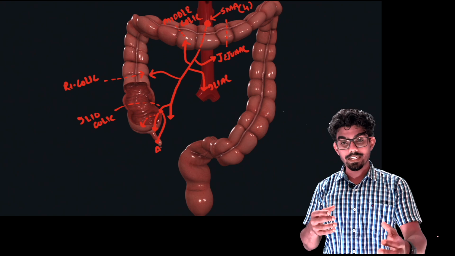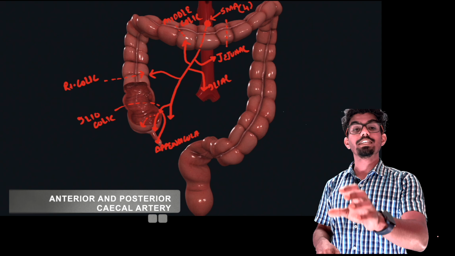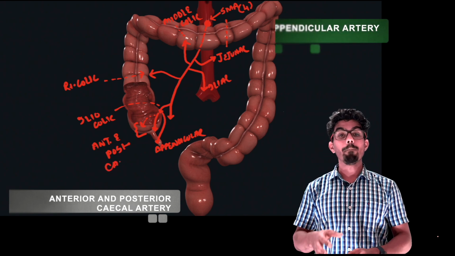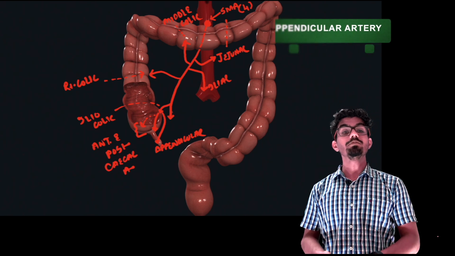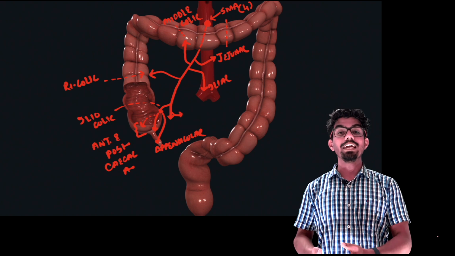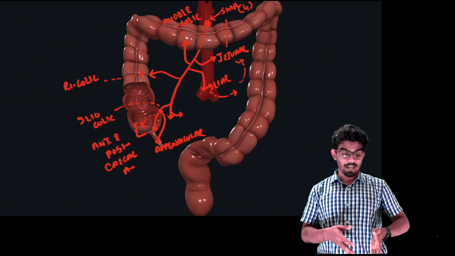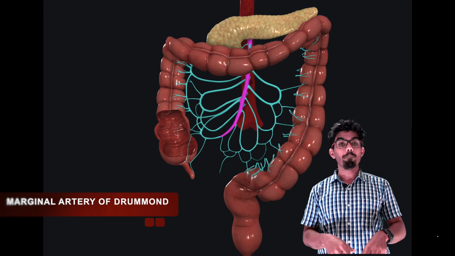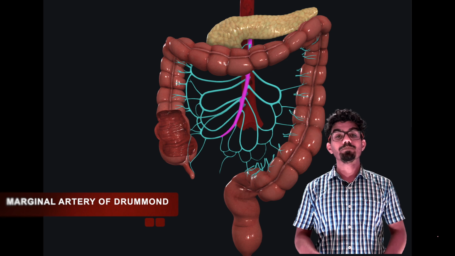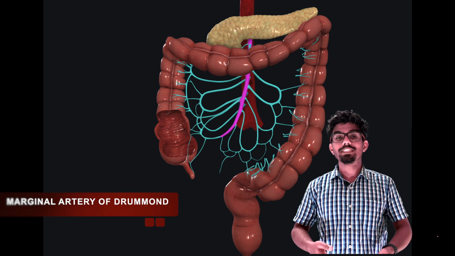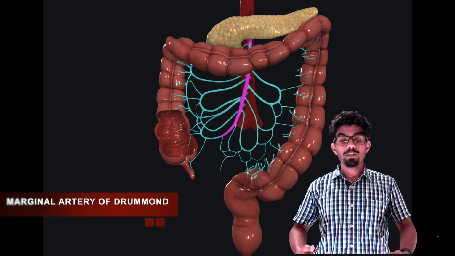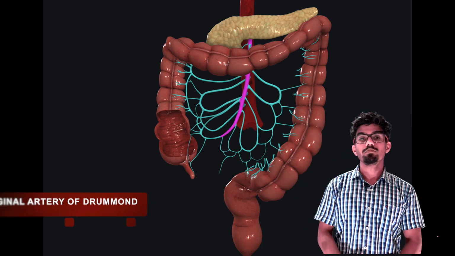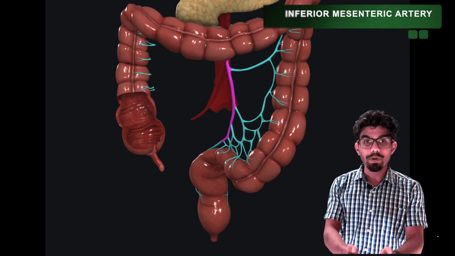The ileocolic artery again divides into anterior and posterior cecal arteries, which supply the cecum, and gives another branch called the appendicular artery to supply the appendix, and gives some ileal branches for the terminal ileum. The jejunal and ileal arteries are present on the left side and they form small branches which later on combine with the branches of the inferior mesenteric artery. These whole arteries of the superior and inferior mesenteric arteries form an arcade-like structure, and this arcade is called the marginal arcade of Drummond. Clear?